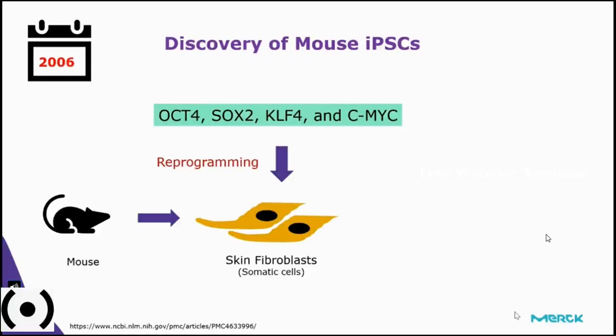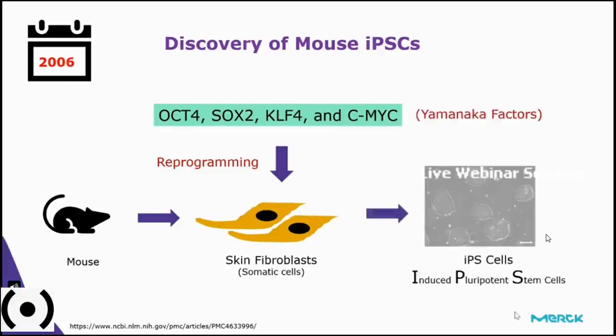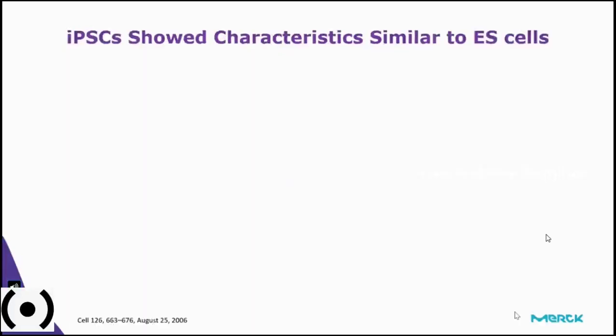So when Yamanaka reprogrammed normal mouse skin fibroblasts with these 4 factors, after 2 to 3 weeks he observed that small colonies of induced pluripotent stem cells started growing in the dish, right? Your skin fibroblasts converted into induced pluripotent stem cells after reprogramming. And when he studied the characteristics of these induced pluripotent stem cells, he found that these cells behave very much like embryonic stem cells.